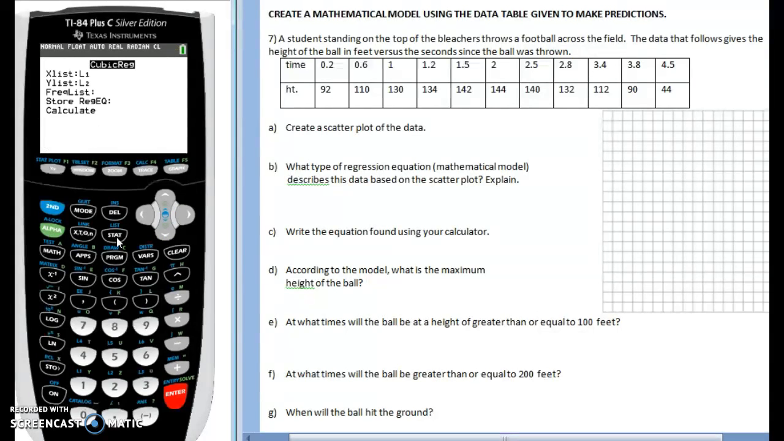But we check to see if, again, stat, calculate, you go down to cubic and see if that one is even better. So just go down to calculate, you look at the r squared value again, and now it's 0.9984. So cubic is better than quadratic in terms of a fit.